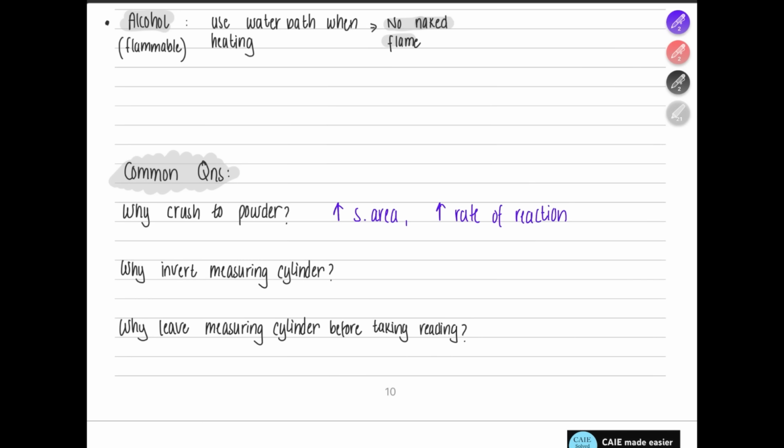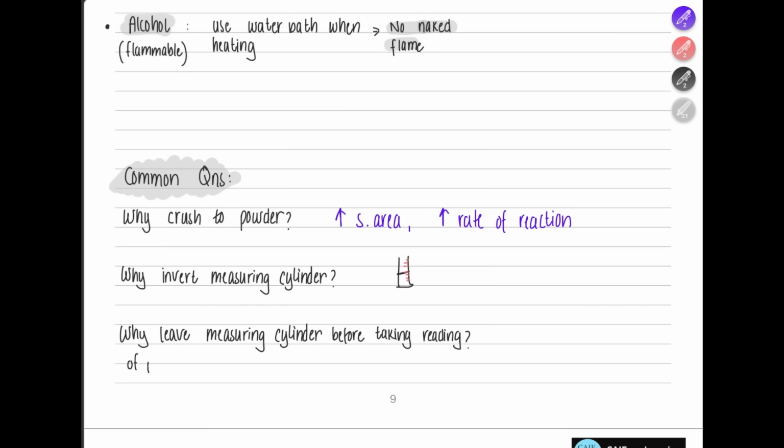Why invert a measuring cylinder? It again depends on the question. So for example, if there is a question where they have a measuring cylinder, they added their substances and then they inverted it. Why would they do that? If they want to mix the contents inside the measuring cylinder. Now the next question is, why leave the measuring cylinder before taking a reading of the precipitate?